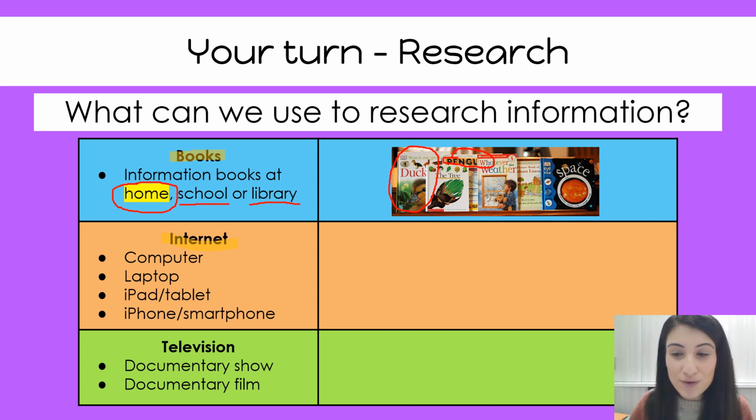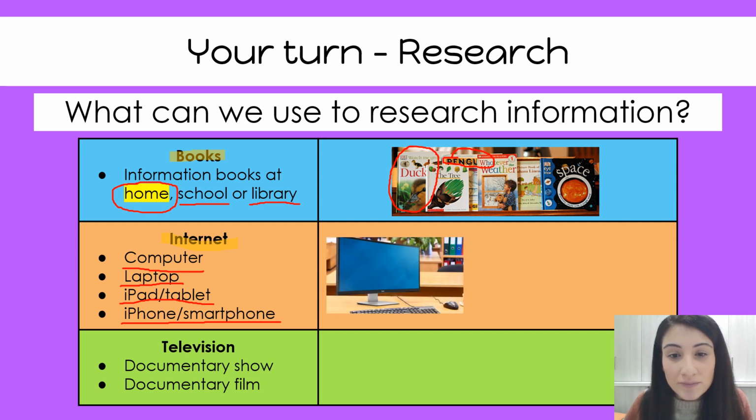So a lot of you might have the internet at home, and you might use the internet from a computer or a laptop or an iPad or a tablet or an iPhone or some sort of smartphone. So you could use any of those things to access the internet from home, whatever is available to you and whatever you're allowed to use. So here are some pictures of some things we could use to get onto the internet. So we've got a desktop computer. So that looks very familiar because that looks like the computers we have in the computer room at school.